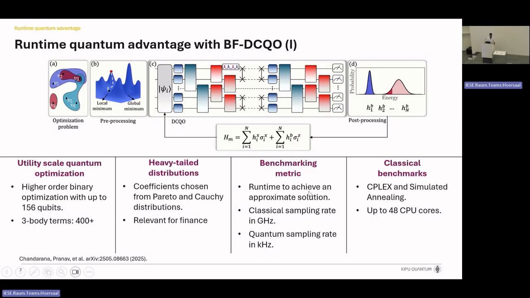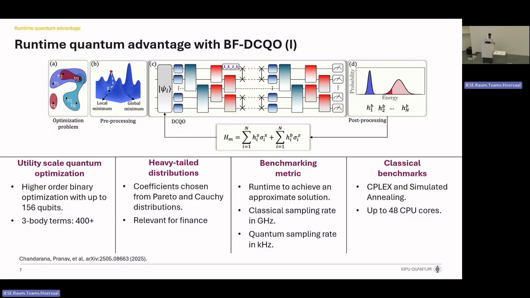And the third thing is the metric. How did we choose the metric to show this runtime advantage? The metric of interest in this case is time to approximate solution, rather than time to exact solution. The reason is that the current quantum hardware is noisy. Even a single bit flip can take you away from the solution. So it is better to focus on approximate solutions. That's why we chose this as a metric.